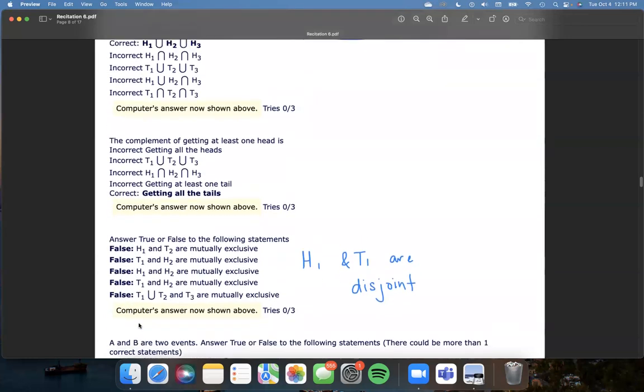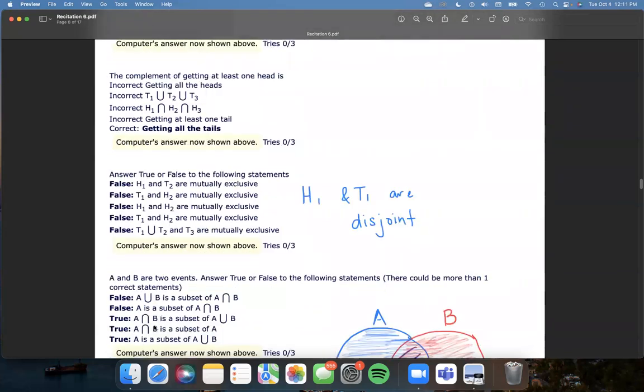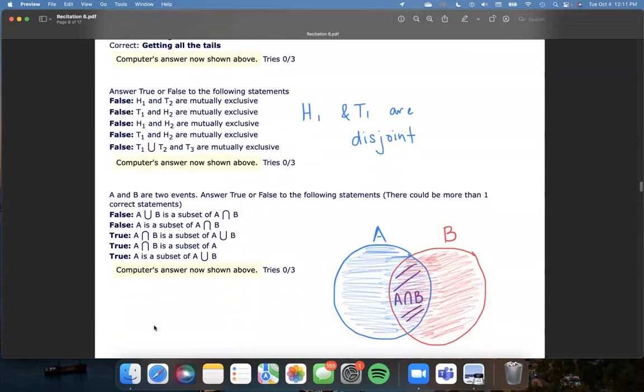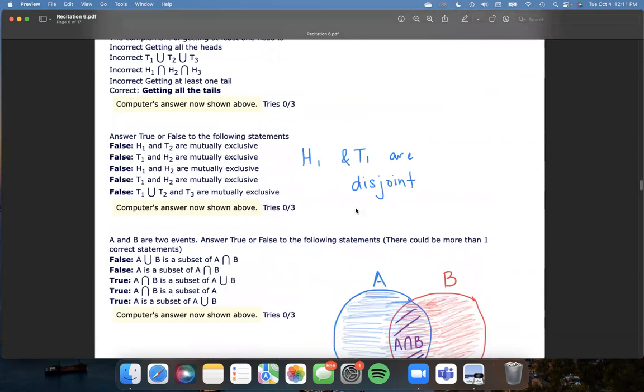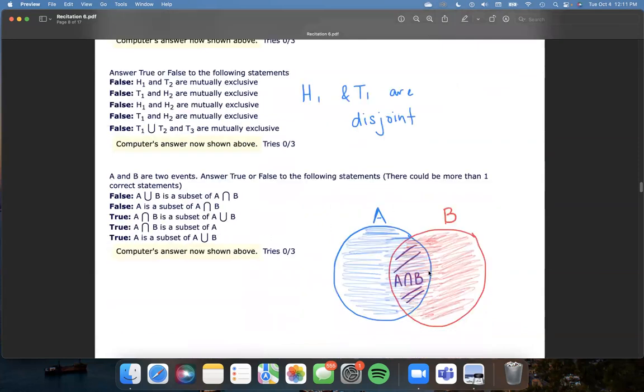Next, we have A and B are 2 events. Answer true or false for the following statements. There could be more than one correct statement. So here, let's say this is event A and this is event B, and note that their intersection would be A intersect B. This is separate from the coin toss situation. We just have events A and B and their intersection here.